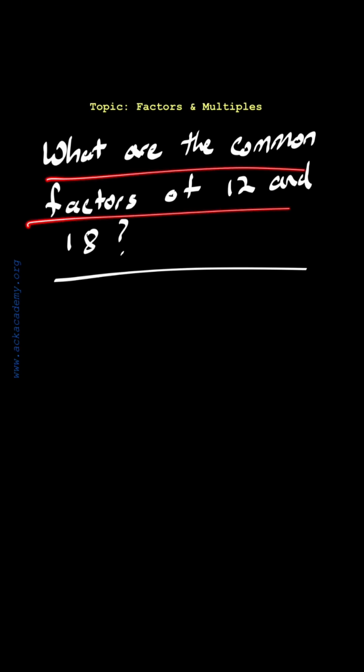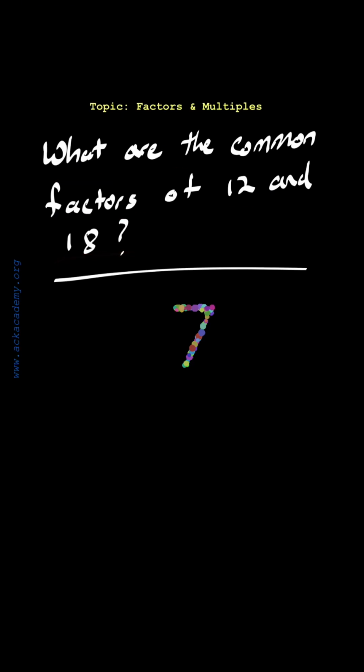What are the common factors of 12 and 18? Okay, so here we have a new word, common factors. We know that factors are basically two numbers that we can multiply to get the product of 12, or we can find factors by finding divisors of 12 and 18.